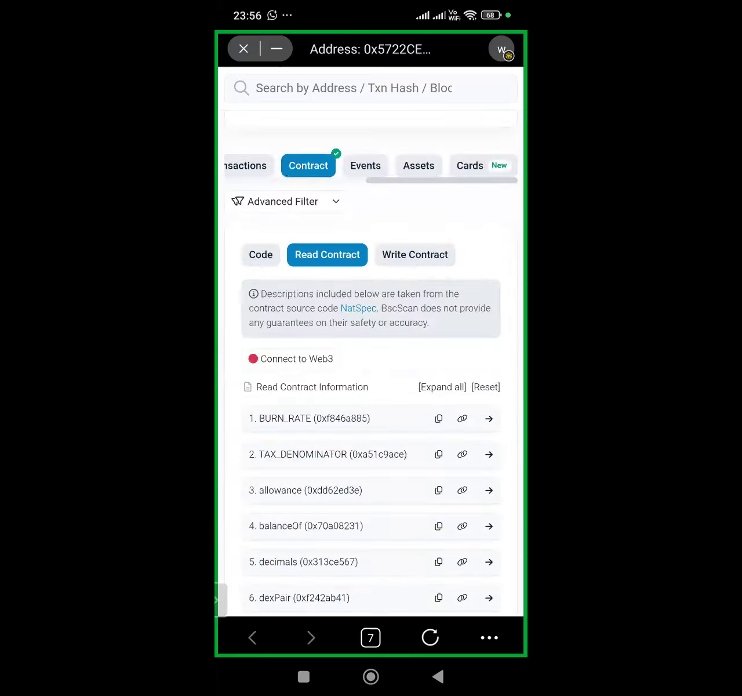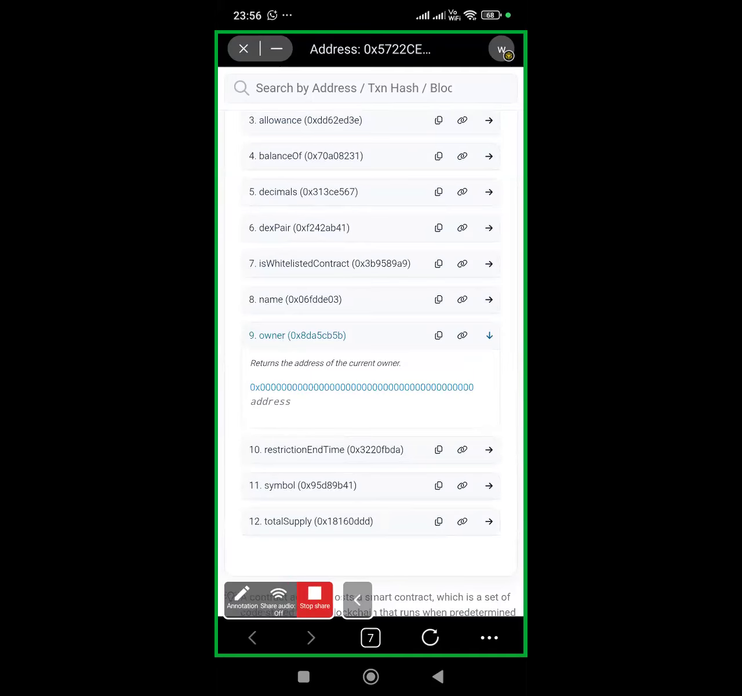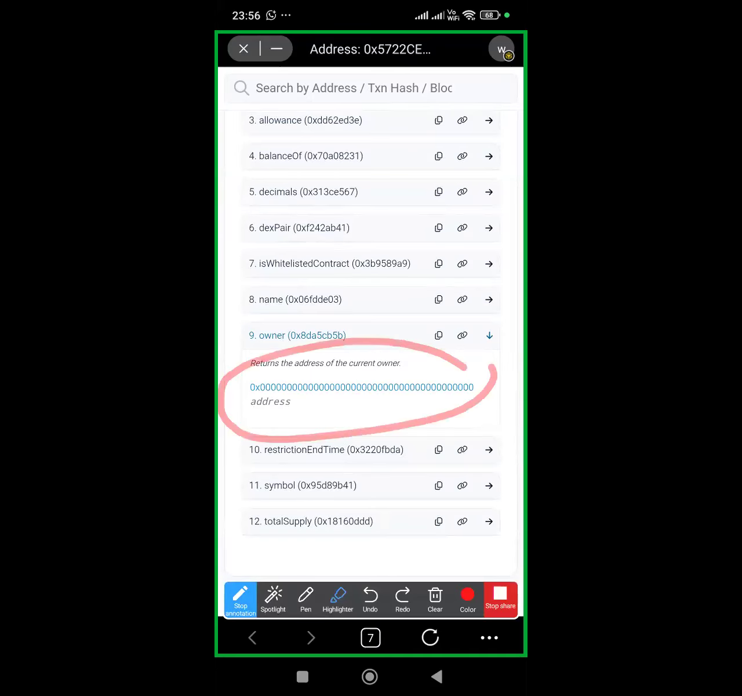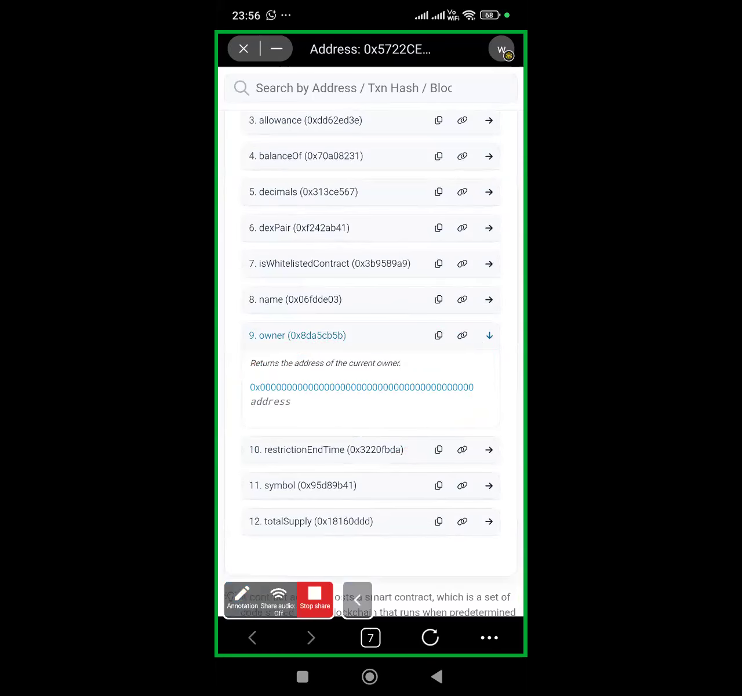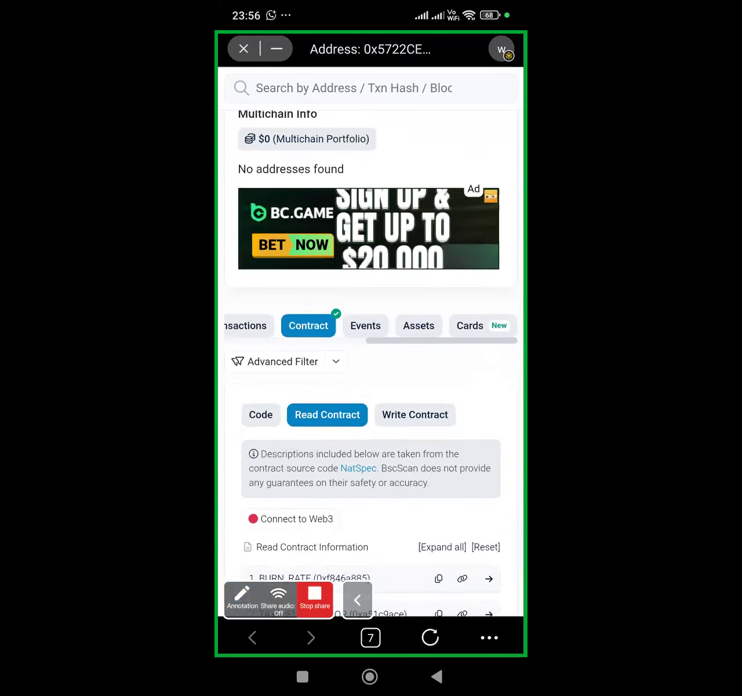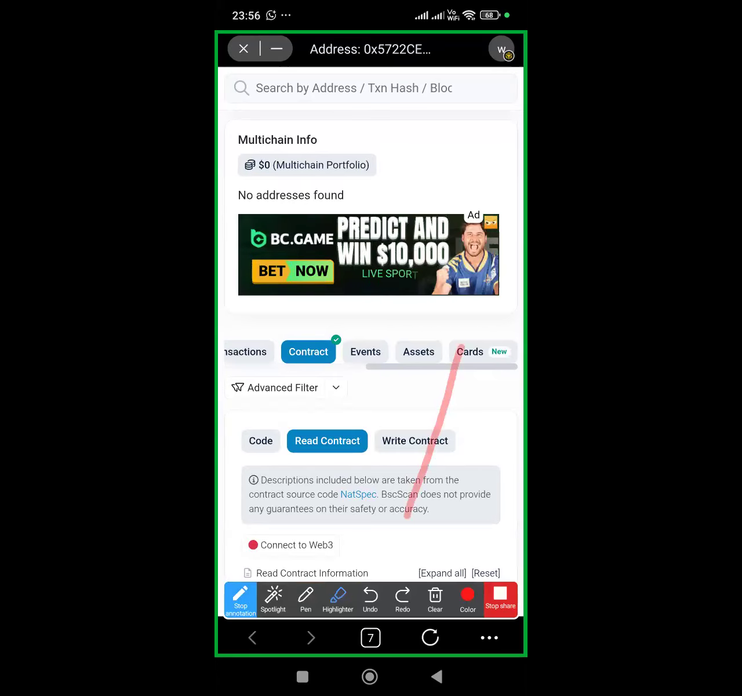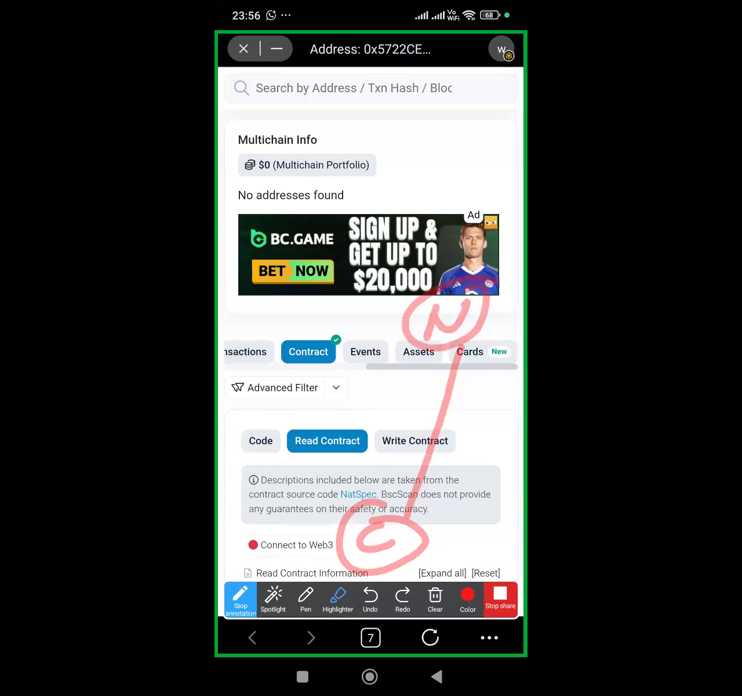So I have shown you that this is ownership renounced. Many companies show you this, as I have shown you, because this is read contract, not write contract. Many companies even show you this, but this is not the reality. How can you verify that you are really ownership renounced? Even when you transfer the contract to the null address, there should be a hash. There should be a hash.